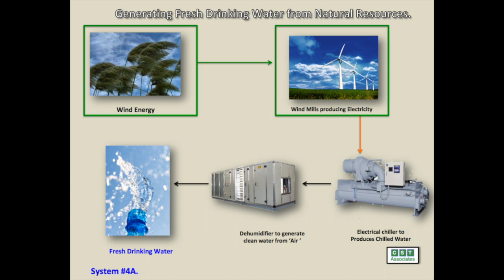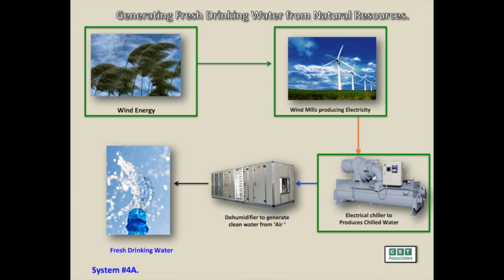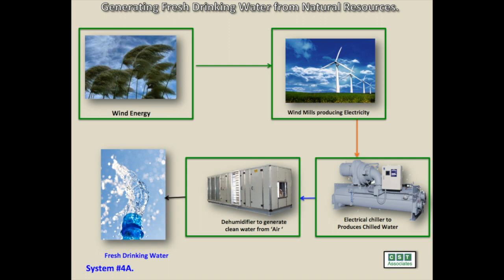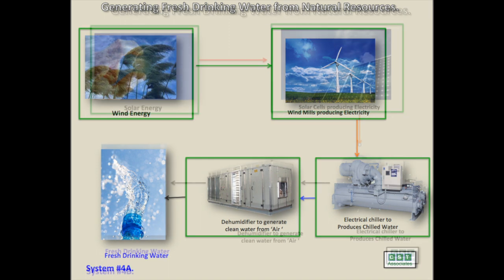The system of using wind energy for condensing water from air consists of three major components. The first component is a windmill, which generates power. The second component is electrical chillers, which run with the electrical power produced by the windmill. The electrical chiller generates chilled water at 7 degrees centigrade, and the chilled water is made to pass through the third component, which is a dehumidifier. This condensed water can be further filtered for making it drinkable, or can be used for process.